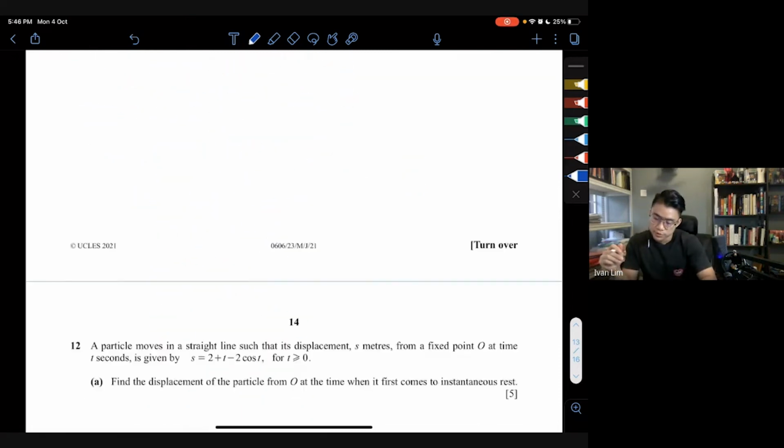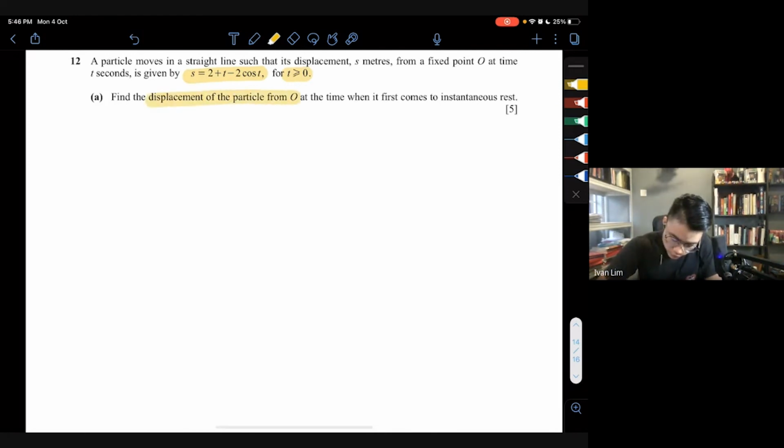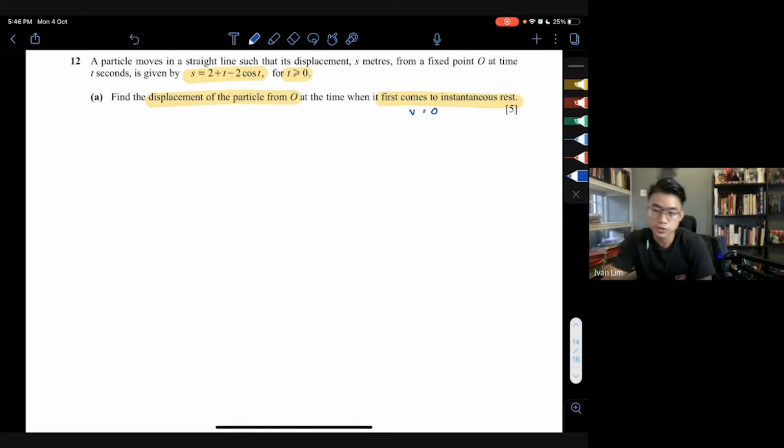Last one. Okay, a particle moves in a straight line such that its displacement s meters from a fixed point O at a time t seconds is given by s equals 2 plus t minus 2 cos t for t more than or equal to 0. Find the displacement of the particle from O when it first comes to instantaneous rest. So whenever you see this, just write this statement here first. V equals 0.